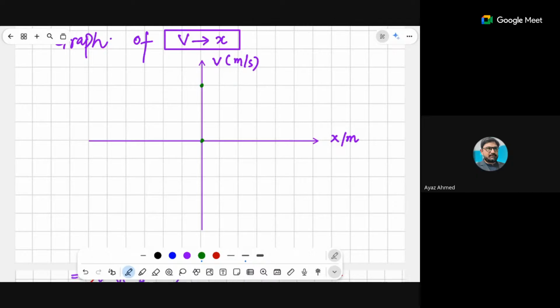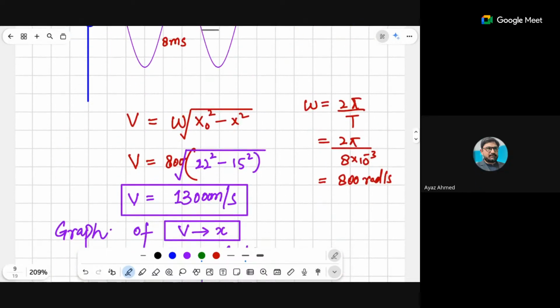As the displacement increases, what about the velocity? You can calculate the maximum velocity of this object. Can I have these calculations from you? What can be the maximum velocity? That will be equal to 800 into 22.